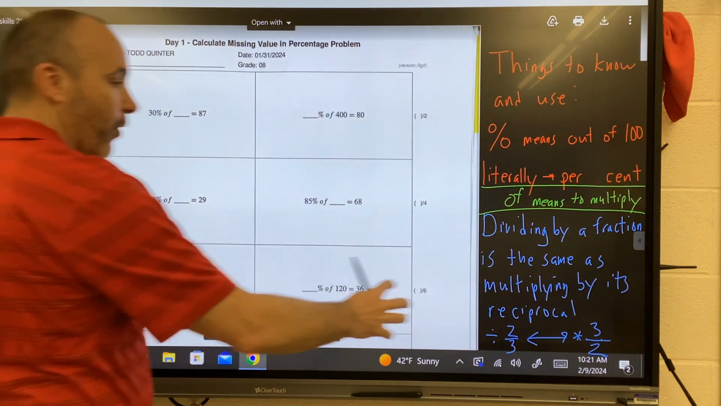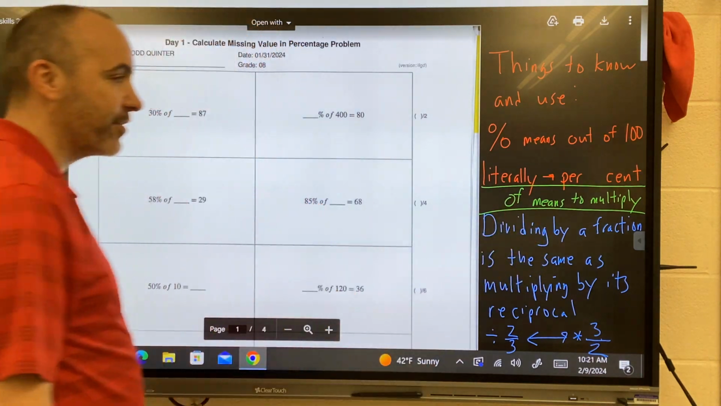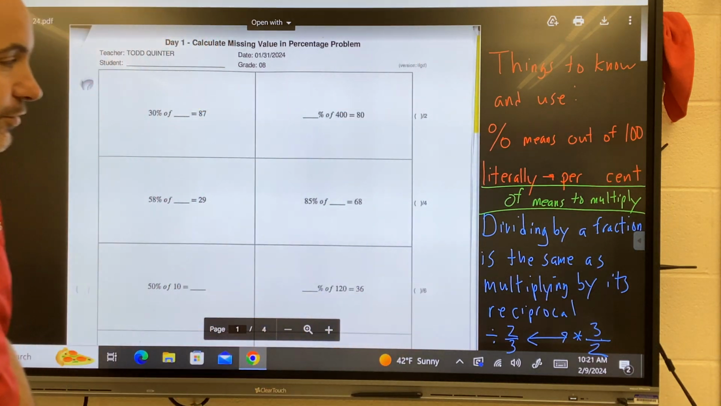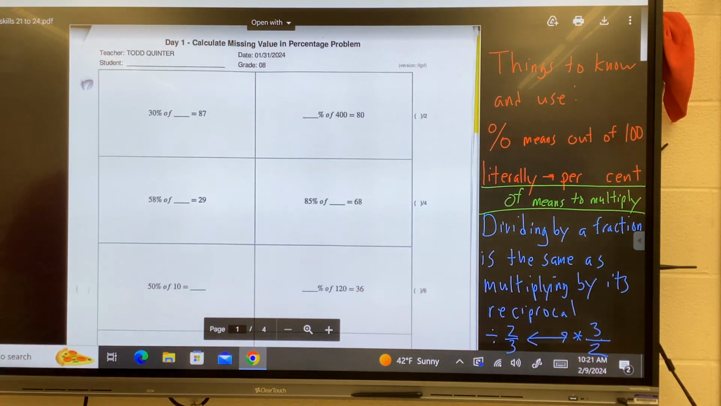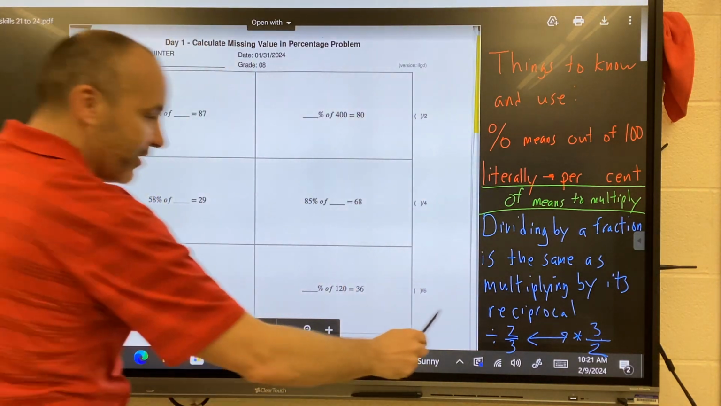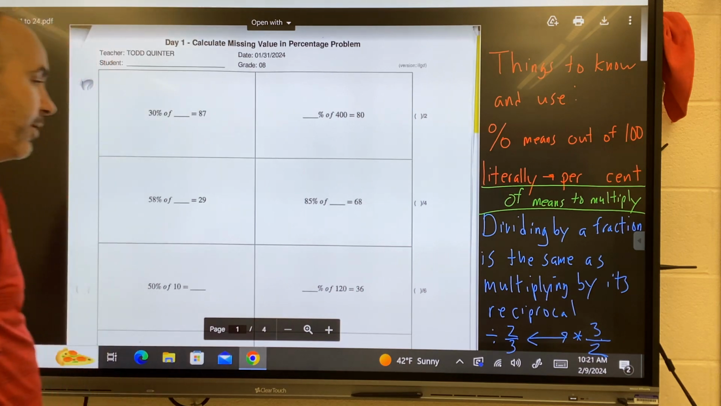Also, we're going to get to a point where we're going to be dividing by fractions. So if we're going to be changing the percentages to fractions, we've got to know how to manipulate the equations with the fractions. If we have to divide something by a fraction, it's going to be the same thing as multiplying by its reciprocal.